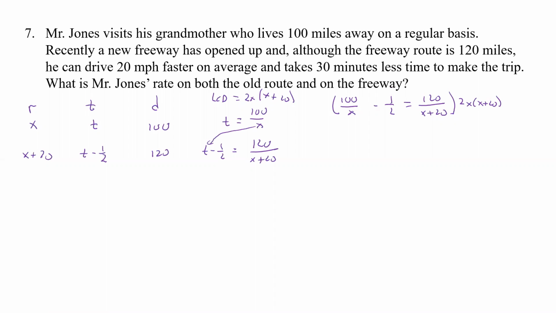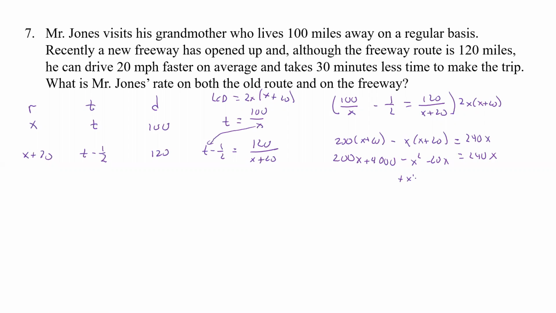Now multiply that by first one. The x's cancel, so we'll have 2 times 100, so that's going to be 200 times x plus 20 minus, now here the 2 cancels, so we have x times x plus 20 equals, now the x plus 20's cancel, and we'll have 2 times 120, that's 240x. Okay. Now what do we have? Well, that's going to give us 200x plus 4,000 minus x squared minus 20x equals 240x. That's negative, so let's take it over here.